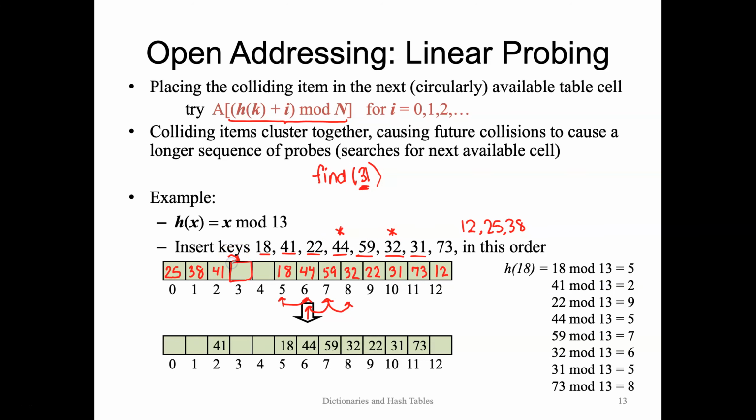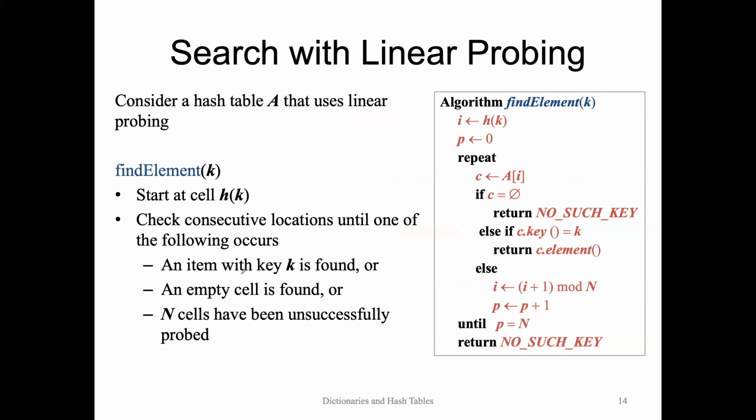So maybe we're looking for the key 19, for example. So we'd start here, we'd work our way all the way around, not find it, and then encounter an empty cell. And then if that happens, we know, oh, okay, if we had that key, we would have placed it here in this available position, so we can return that it doesn't exist in our table. So this is the main idea behind searching with linear probing.